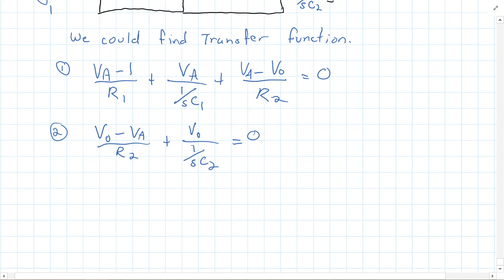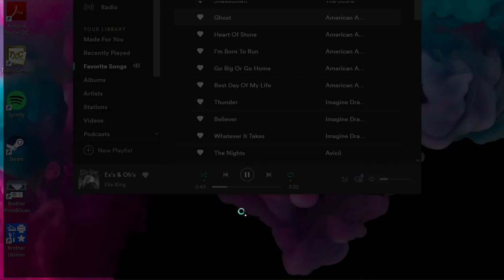So to do that, let's see what we'd have here. Well, let's go ahead and solve this one. It's not too bad. So I'm going to rewrite equation 1 here, and this would be VA minus VN over R1 plus SC1 VA plus VA minus VO.